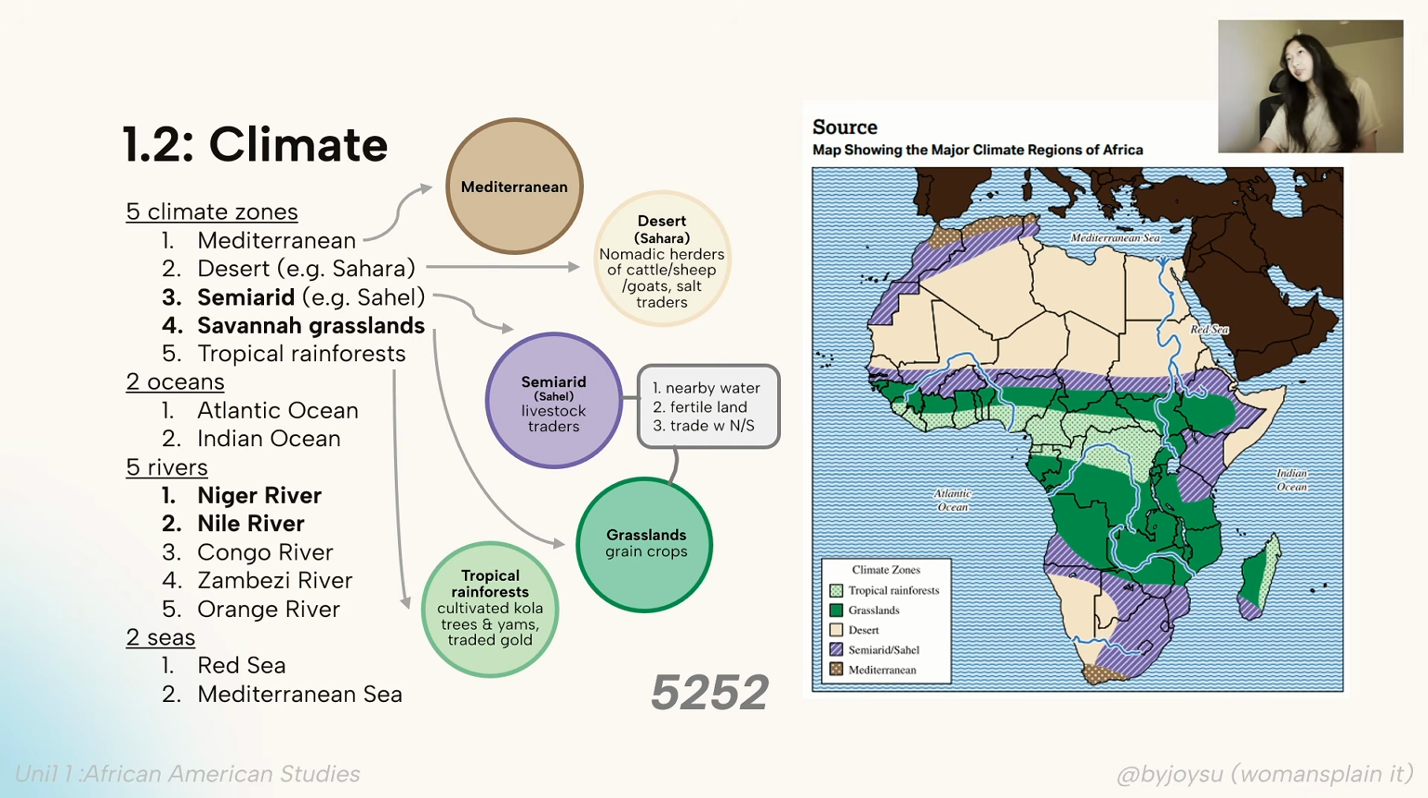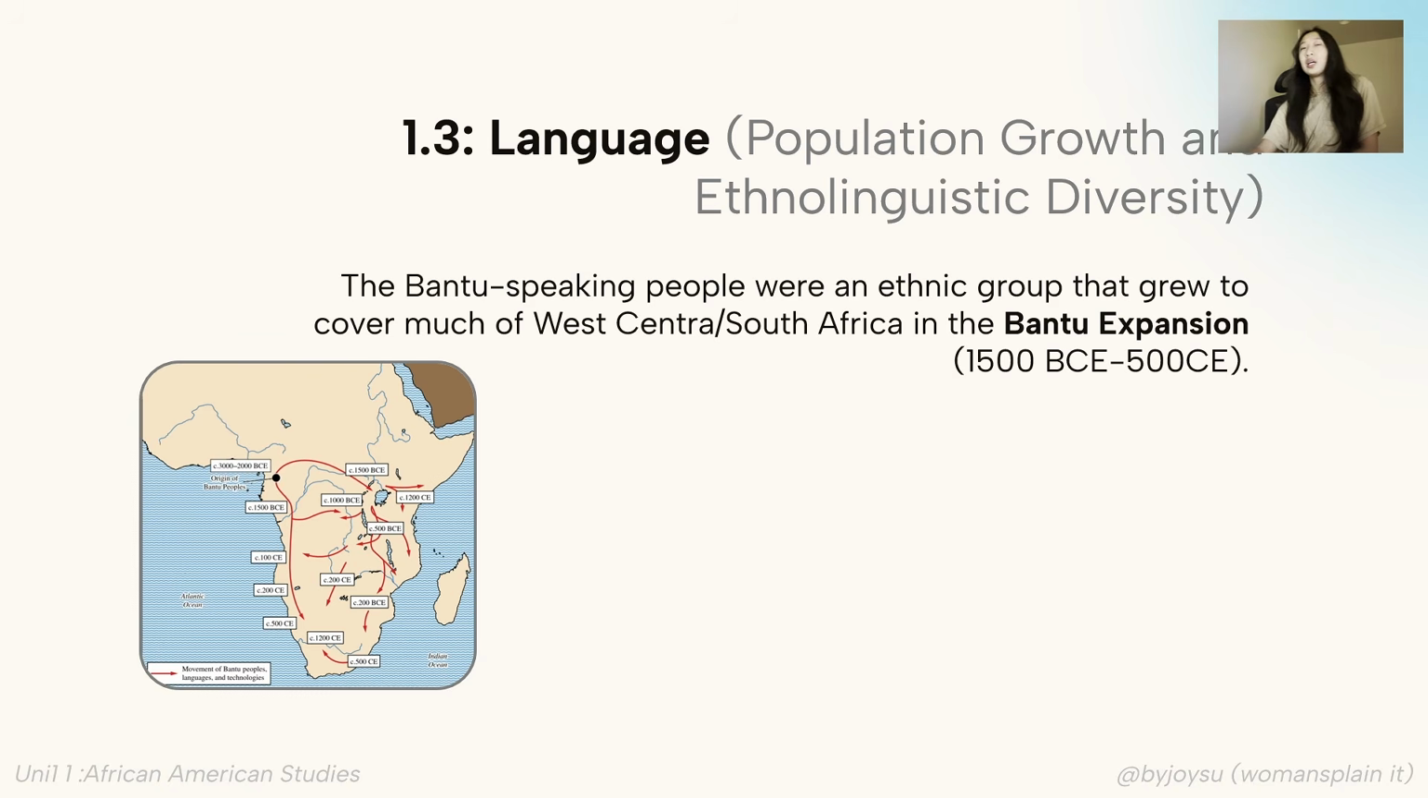Then we get to 1-3 language. This is the last little bit of background information until we move on to the actual kingdoms and empires, right? The CED only specifies one group that you technically need to know about for language. Around 1500 BCE, we start seeing the Bantu-speaking peoples of Africa pop up, and they are super advanced.